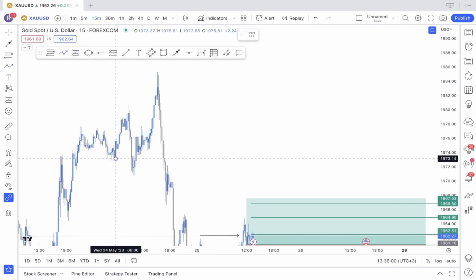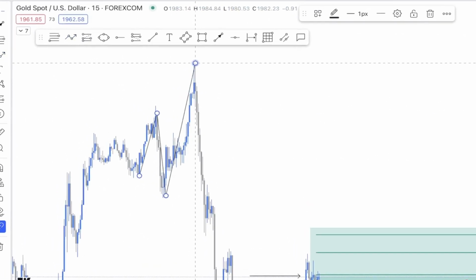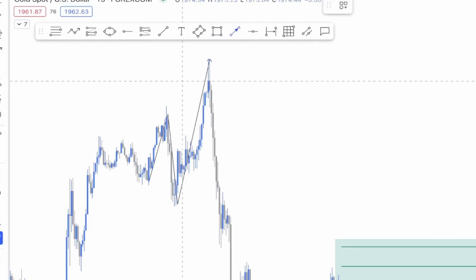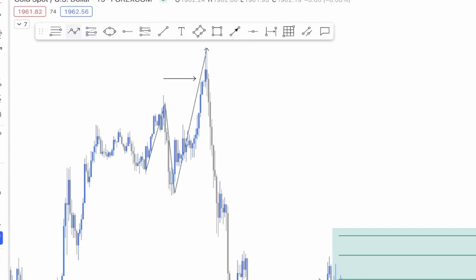So check this out. We have a break of structure to the upside. We break structure to the upside. And after that, we have a break of structure to the downside. Where is the break of structure? Right here. So this right here is another CHOCH.